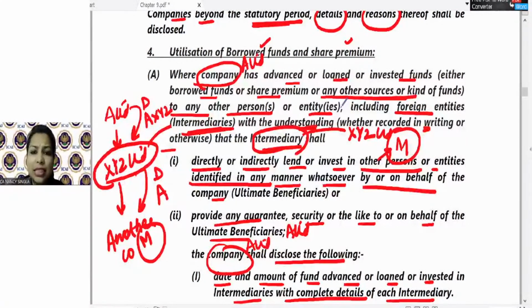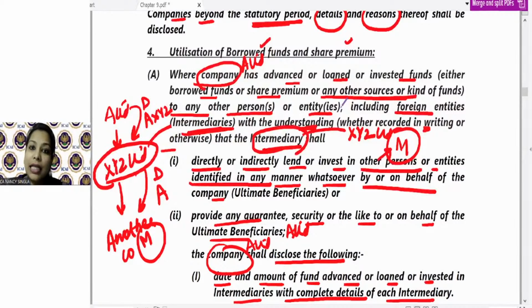हिंदी में, इंग्लिश में जैसे समझ आता है कि A Limited का borrowed funds या invested fund या any other kind of sources है, जो उसने किसको बोला, intermediary XYZ Limited को, जो कि foreign company भी हो सकता है, जैसे Mauritius based company भी हो सकती है, with an understanding, writing or otherwise that intermediary XYZ Limited should directly or indirectly invest in other companies, but what, on behalf of the ultimate beneficiary. Same way, provide guarantee, security like on behalf of ultimate beneficiary.